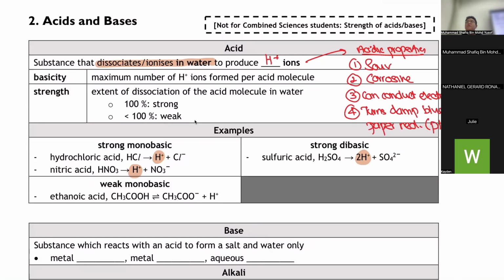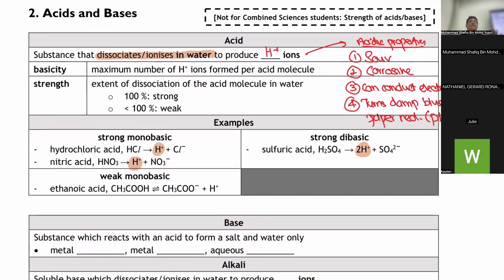Any questions before I continue? So these are the properties of acids. If you dissolve them in water, these are the characteristics that you need to know. Okay, so that's pretty much it for number 1. Now, number 2, take note, bases.